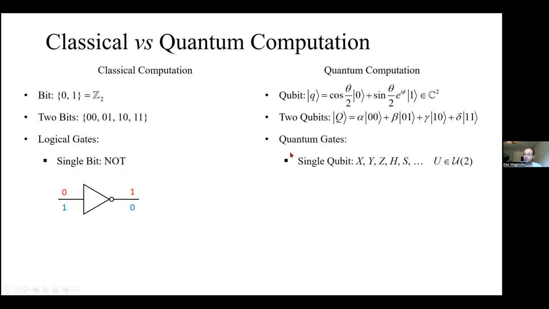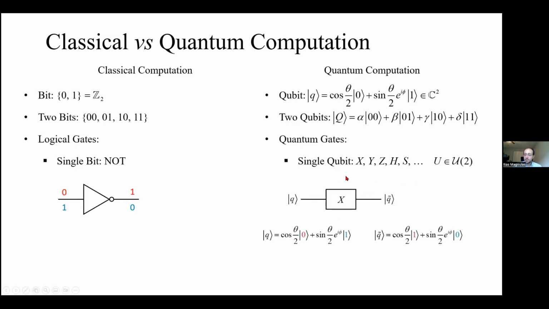On the quantum device, we also have quantum gates that operate on qubits, and we have single qubit gates, such as the X, Y, and Z Pauli matrices, the Hadamard gate, the S gate, and so on. And all single qubit gates are 2x2 unitary matrices.